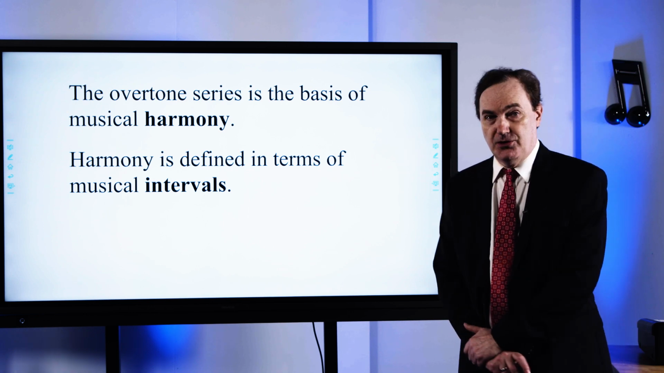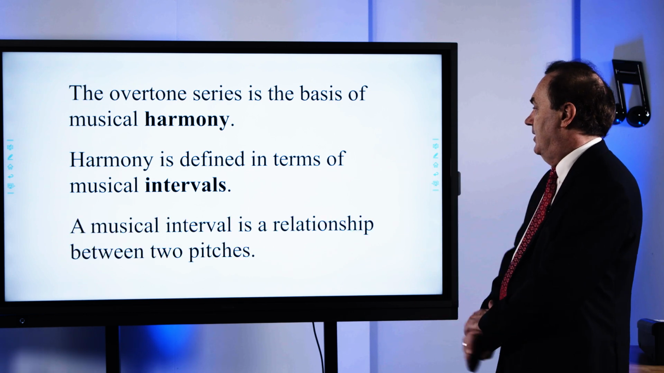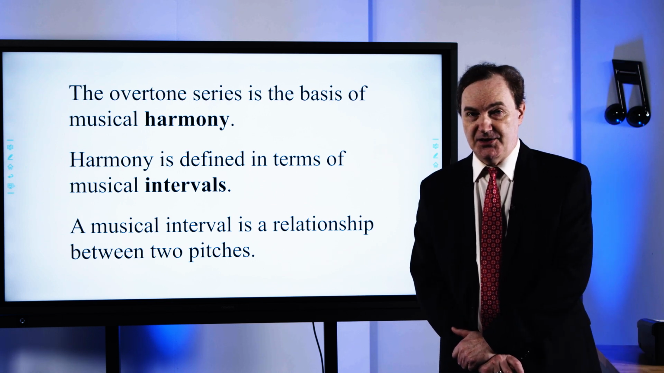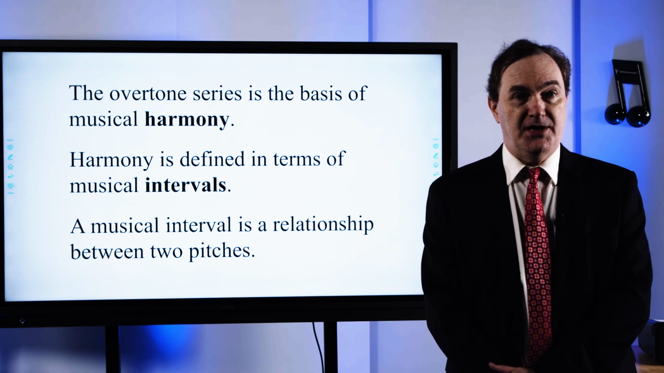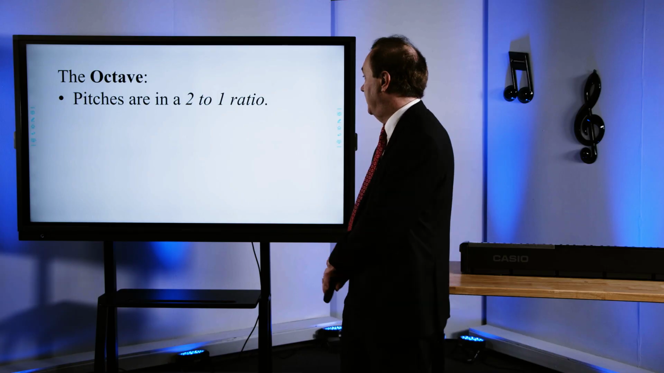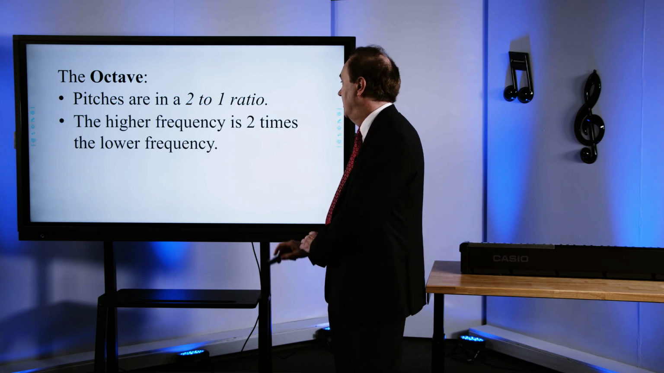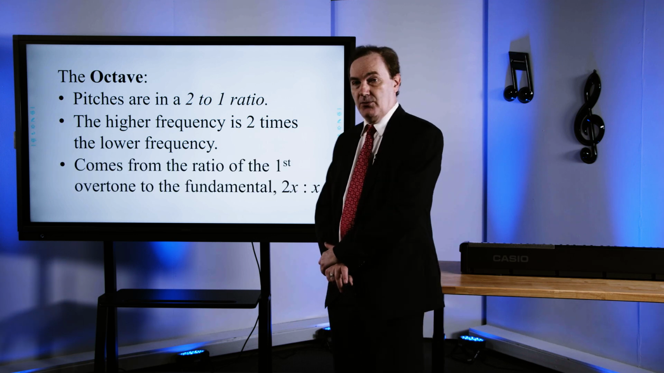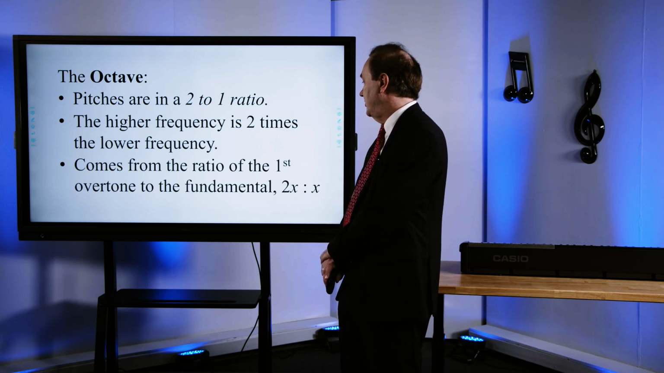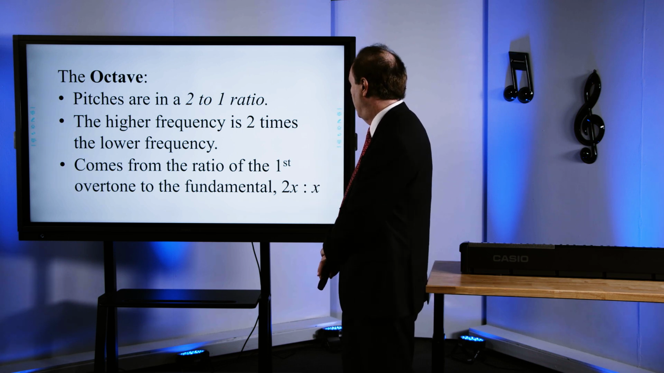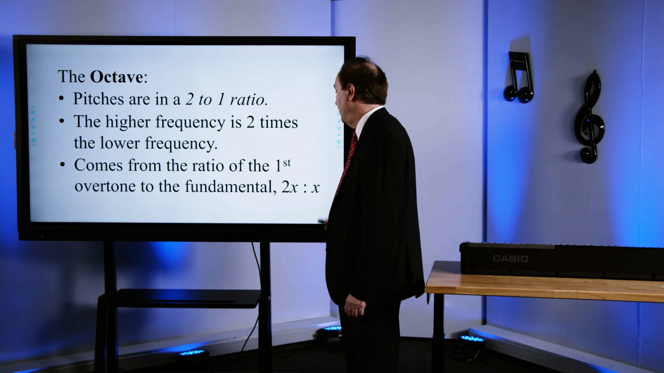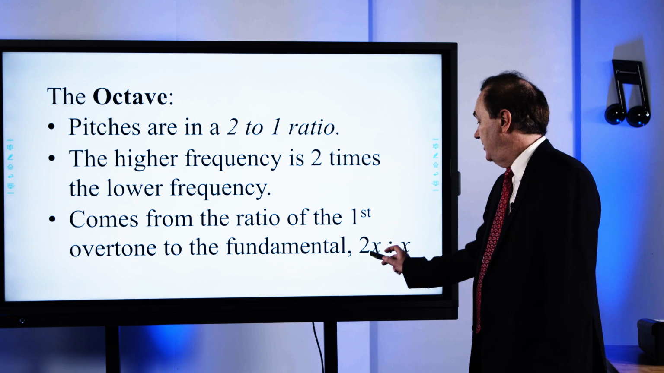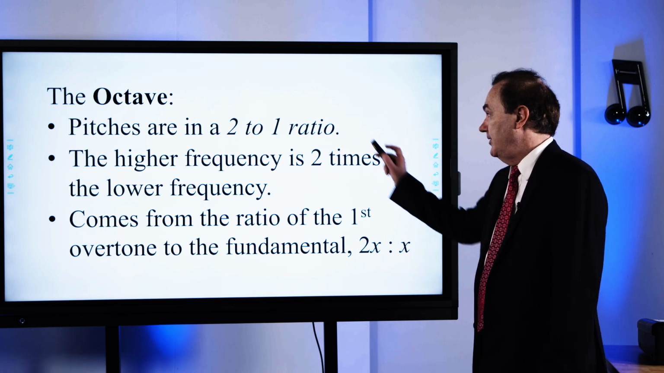Harmony is defined in terms of musical intervals. A musical interval is a relationship between two pitches. Now, we've already discussed the most important interval, which is the octave, which is based, as we've already discussed, on having pitches in a 2-to-1 ratio. So the higher frequency is 2 times the lower frequency. This comes from the ratio of the first overtone to the fundamental. So the fundamental frequency, let's say, is x. The frequency of the first overtone would be 2x. You take the ratio of 2x to x. The x's cancel out. You get 2-to-1. That's our 2-to-1 ratio.